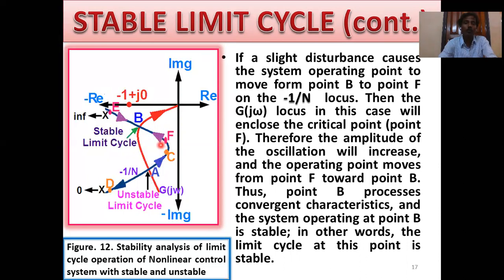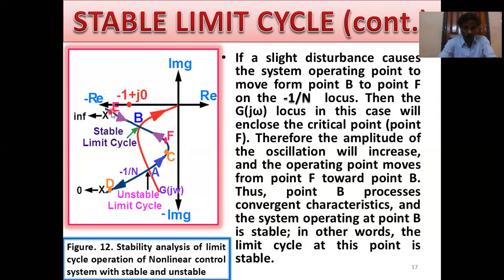Therefore, the amplitude of the oscillation will increase, and the operating point moves from point F towards point B. This is the direction, and it moves from point F to point B. And the system operating at point B is stable because this is the converging property. In other words, the limit cycle at this point is stable.